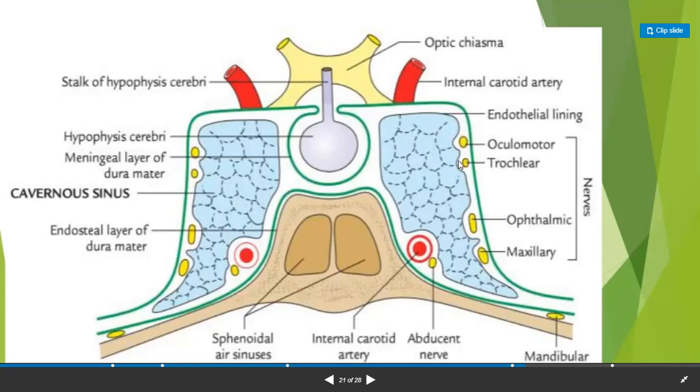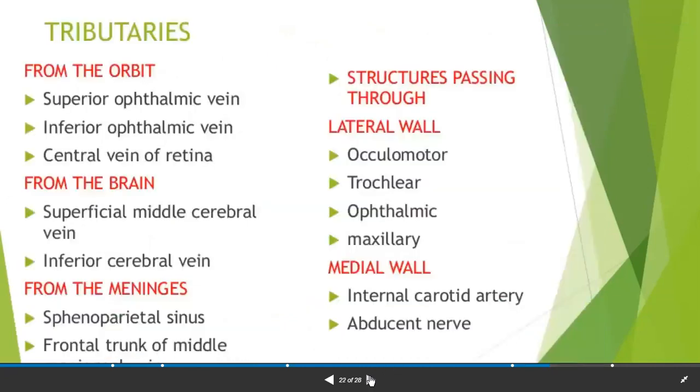Laterally, it is related to the oculomotor, trochlear, ophthalmic, and maxillary divisions. Medially, it is related to the hypophysis cerebri, that is the pituitary gland. This is the sphenoidal air sinus. Superiorly, it is related to the optic nerve, optic tract, and optic chiasma. Okay, a few relations you can see. More medially, you can also see the internal carotid artery and abducent nerve. So this is the usual picture which we find in many textbooks, and I want everybody to practice this diagram for the cavernous sinus as it's an essay question.